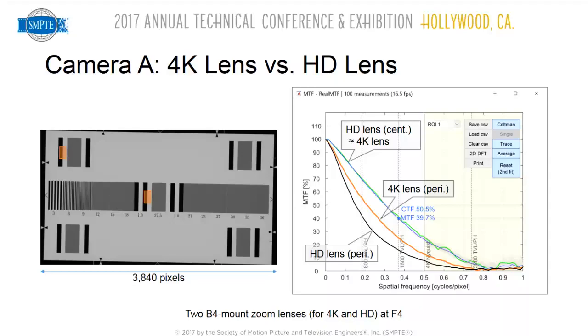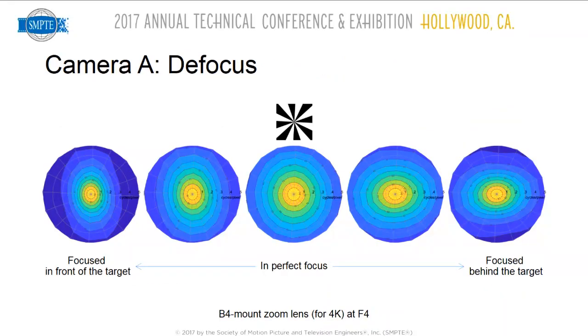So next, I measured the multidirectional MTF using this starburst chart and defocused, and I found that in the perfect focus, the MTF is nearly circularly symmetric, but when focused in front of the target, the MTF became oblong vertically, and when focused behind the target, the direction goes the opposite way.